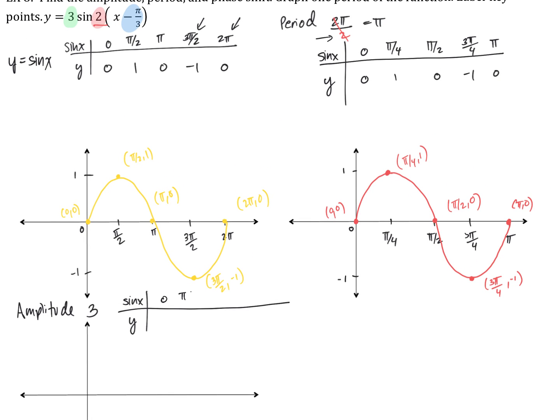0, pi over 4, pi over 2. Once again, not changing the pi values, but we're changing the y values. So 0 times 3 is just going to be 0. 1 times 3 is going to be 3. 0, 0, negative 1 times 3, negative 3. And lastly, 0.